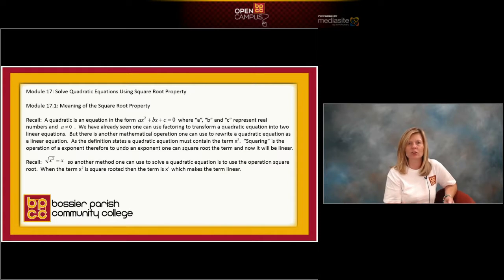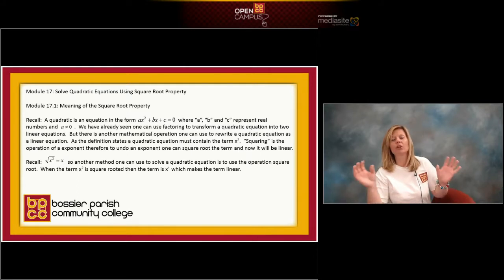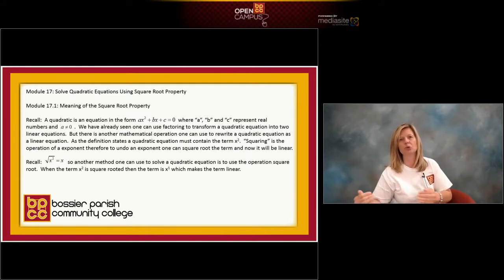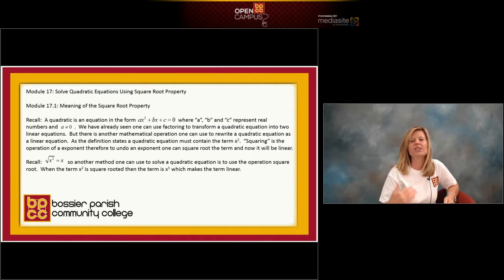And when we factored in Module 16, we found that when you factor, you make the quadratic equation become two linear equations. Well, there is another method we can use to make a quadratic equation become two linear equations. And it has to do with order of operations.